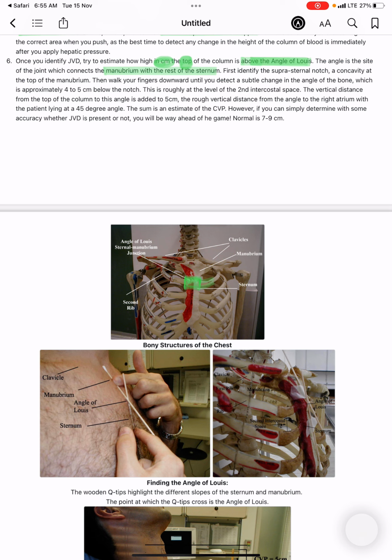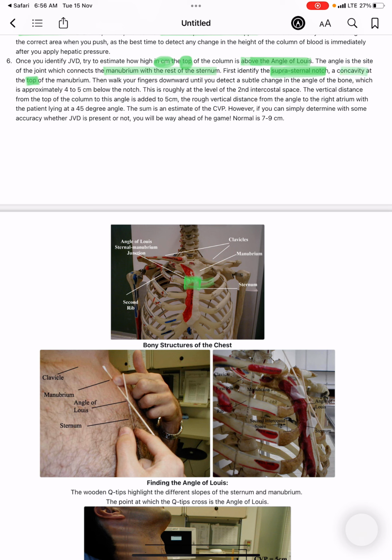So the angle is the site which connects the manubrium with the rest of the sternum. First identify the suprasternal notch. The suprasternal notch is a concavity at the top of the manubrium. You can easily identify this concavity at the top of the manubrium.